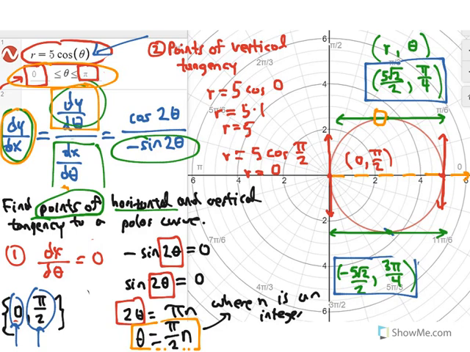Now you can see that for the other point, the coordinates would be r is 5 and theta would be 0.